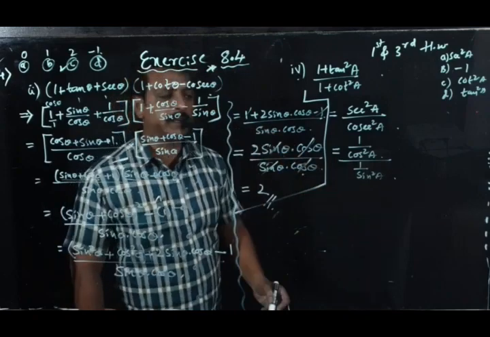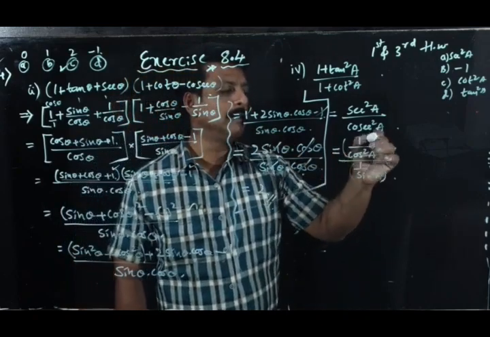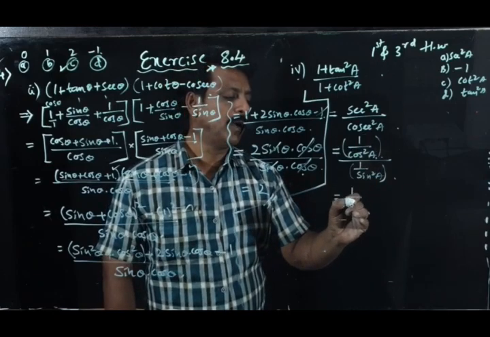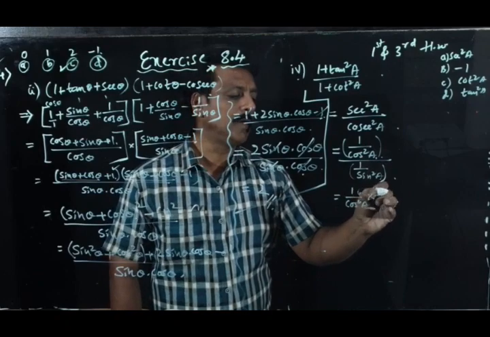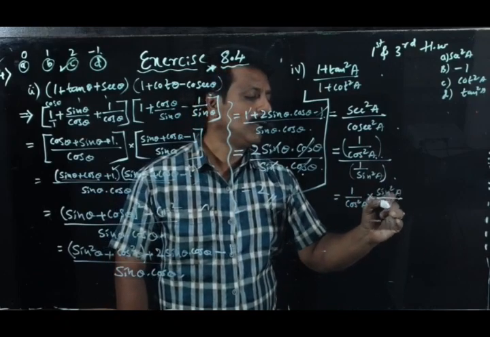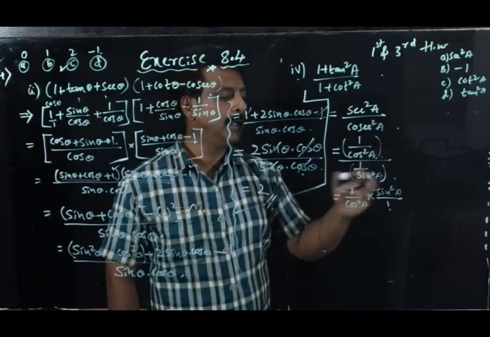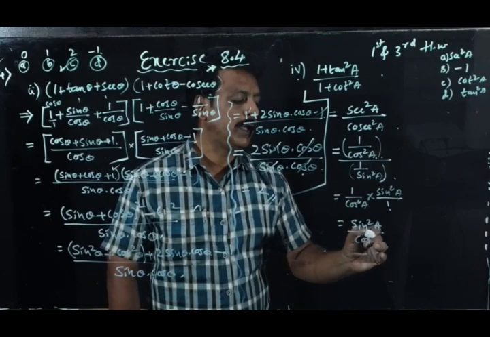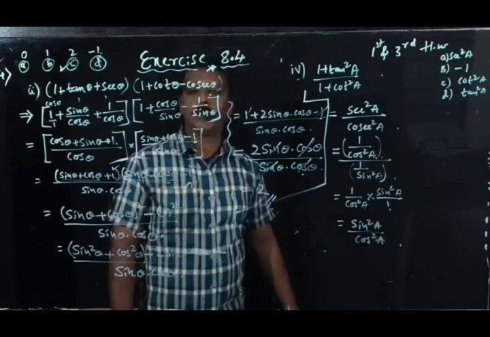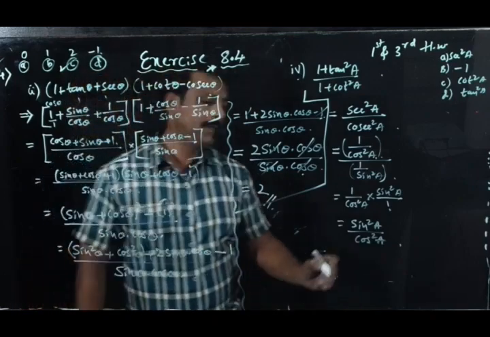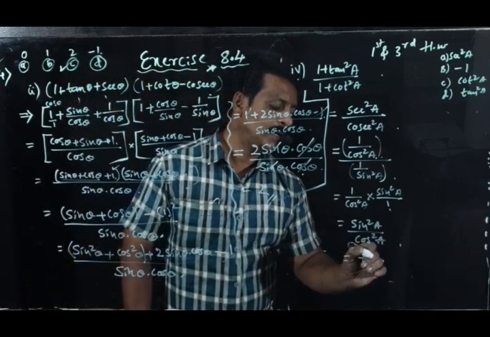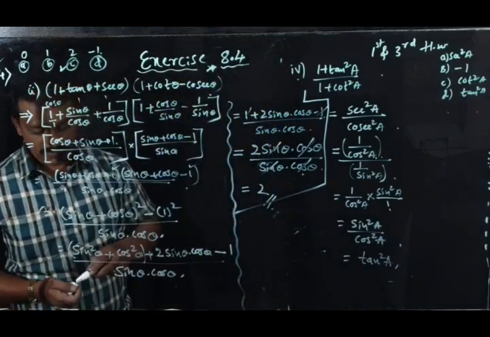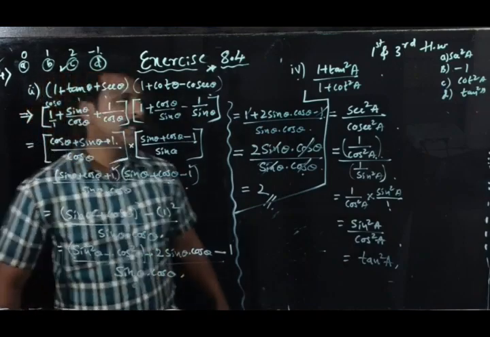When you write the second fraction as a reciprocal, what will you get? 1 by cos square A into sine square A by 1. Now you will get 1 into sine square A divided by cos square A. What is the quotient trigonometric ratio? Sine by cos is equal to what? Tan, sir. Therefore, tan square A is your final answer. Now look at the options. Which one is correct, sir? A option they gave as sec square A.